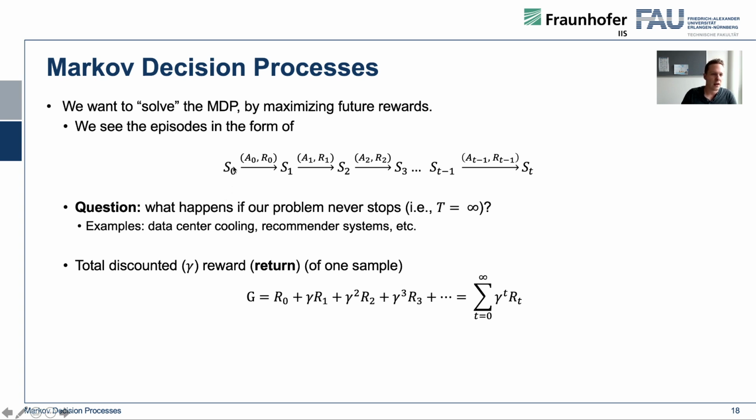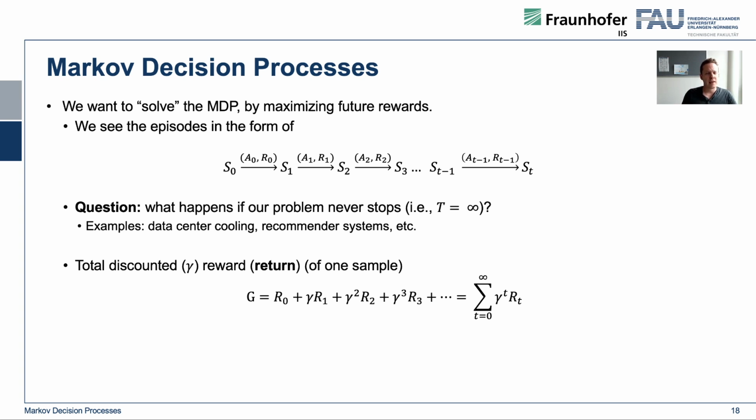So actually, we start in an initial state, we take an action, we receive a reward, we get into a next state, we take another action, we get another reward, and we do this over and over again and end at some point at T. And the question is now, what happens if our problem actually never stops? So if T goes to infinity, which is, for example, in the data center cooling example or in the cart pole example and things like this.